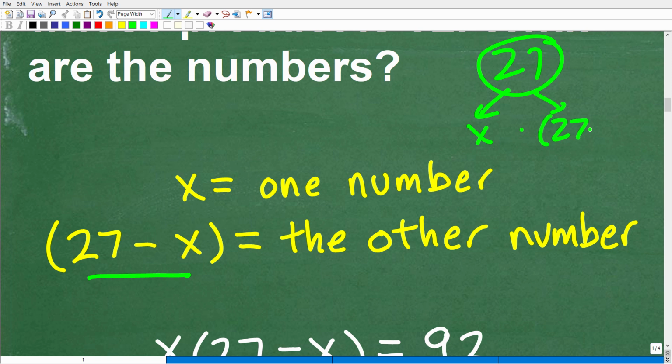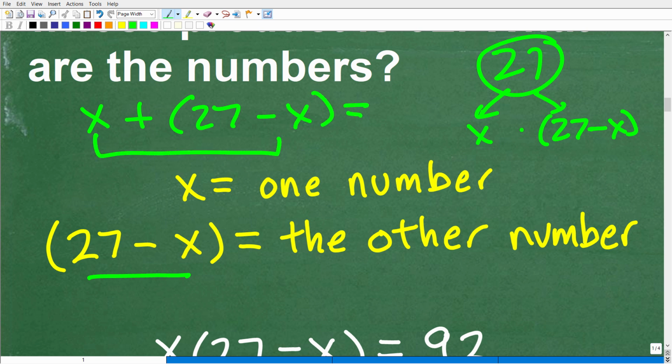Now, why is that? Because these two numbers, when we add them together, x plus 27 minus x, the x's go away and we're left with 27. Remember, we're taking 27 and we're breaking it apart into two numbers. One number can be x and the other number could be 27 minus x. And when we add these together, we have 27.